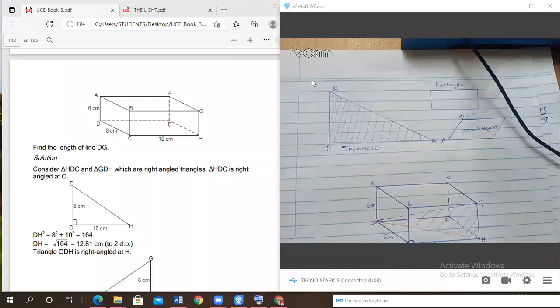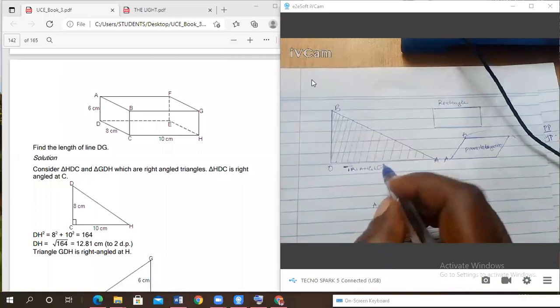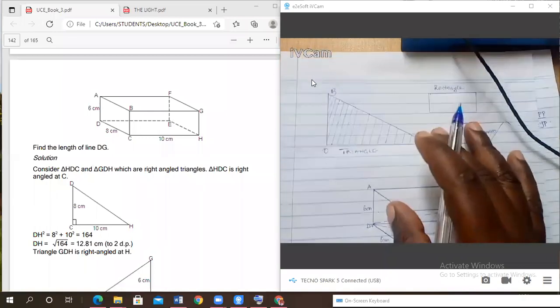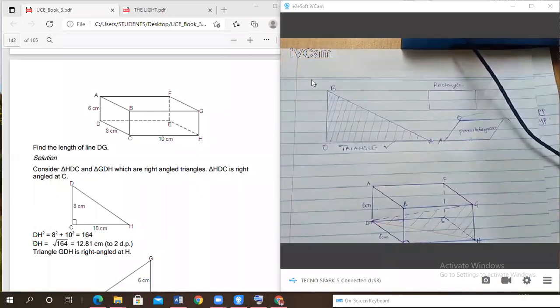Inside, you see that plane which is inside. That plane that is inside is in the form of one of the planes that we talked about. So it is in the form of a triangle. The plane that I've just shaded is where this line DG is. So DG is inside this plane. So I draw a line from D to G, and then I know there is H down here. So I draw a line from H to D such that I have a triangle.